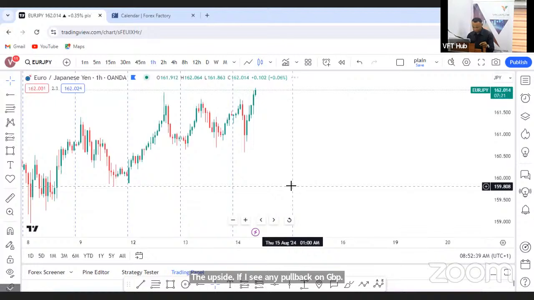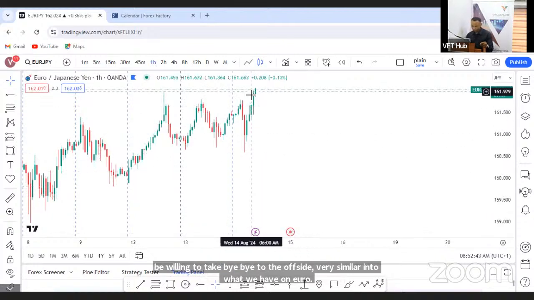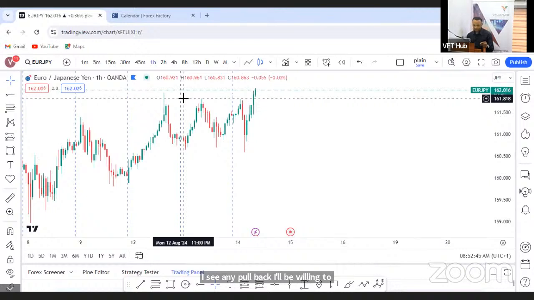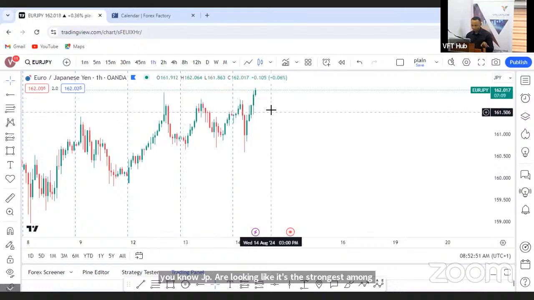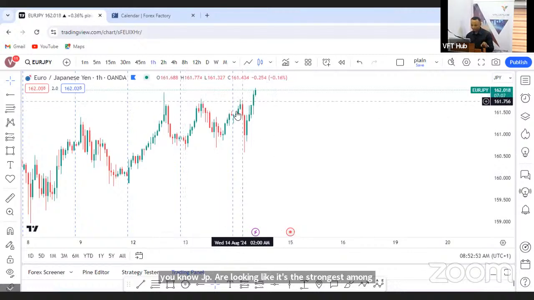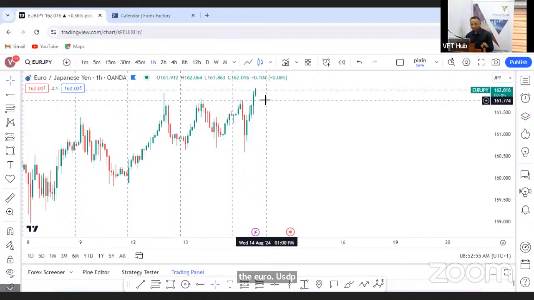Very similar thing to what we have on Euro JPY. If I see any pullback, I'll be willing to take my buys. Now, Euro JPY is looking like it's the strongest among the Euro currencies, which is Euro, USD, GBP. That's Euro and GBP. Euro is looking stronger, and based on sentiment, GBP is looking weak for the day.